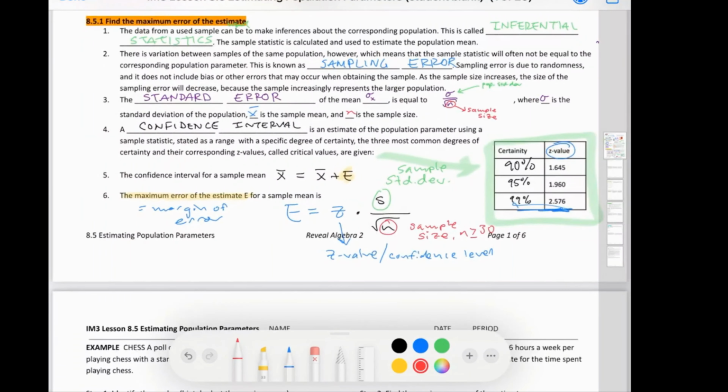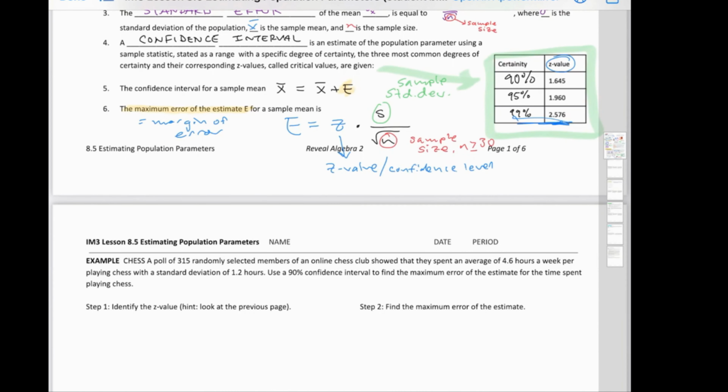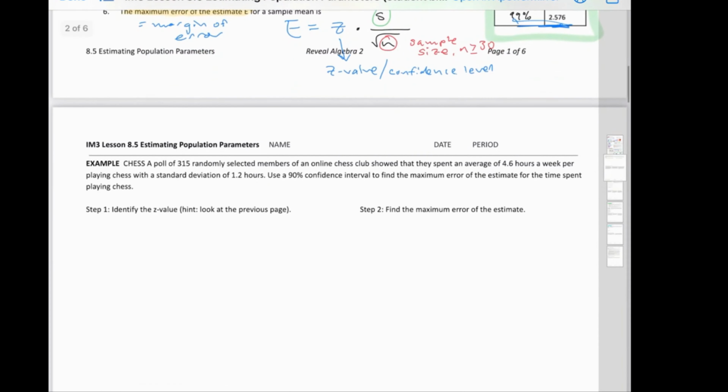All right, let's move on to our example about chess, since I'm the chess club advisor. Let's go over this chess problem. A poll of 315 randomly selected members of an online chess club showed that they spend an average of 4.6 hours a week playing chess, with a standard deviation of 1.2 hours. Use a 90% confidence interval to find the maximum error of the estimate for the time spent playing chess.